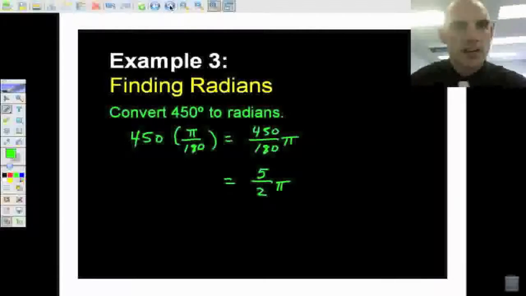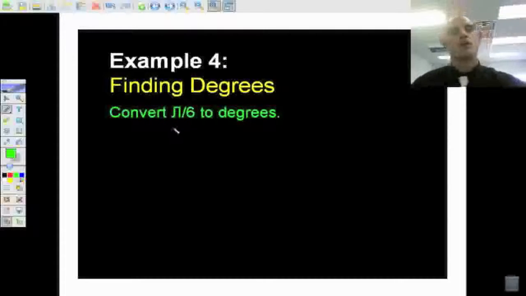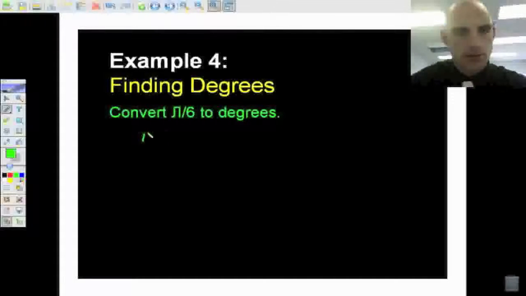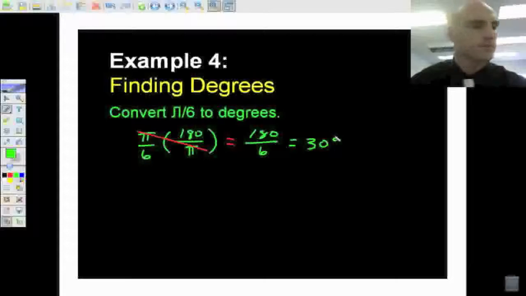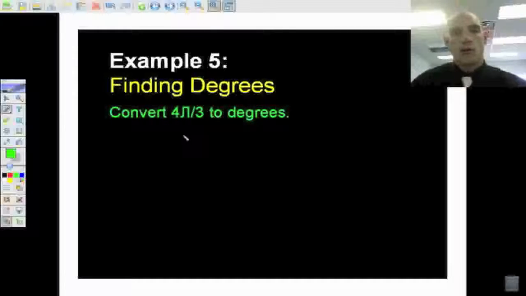And so let's see what else we can do here. Pi over 6 to degrees. So once again, here I go. Pi over 6. I'm going to multiply by what I want. What I want is degrees. So I'm going to put my 180 degrees on top. My pi's cancel. I've got this equal to a fraction. My fraction is going to be 180 over 6, 30 degrees. It's a beautiful thing. This is how it works. All right? One more time.